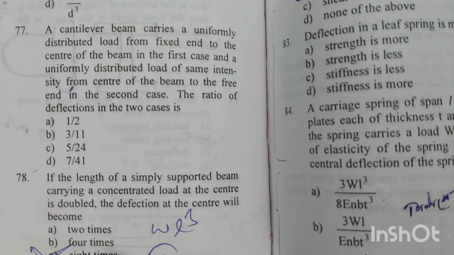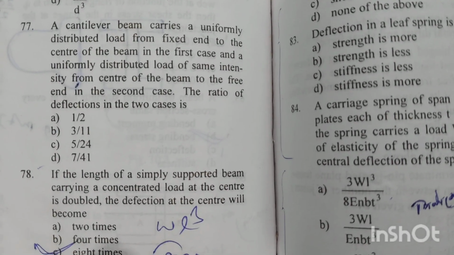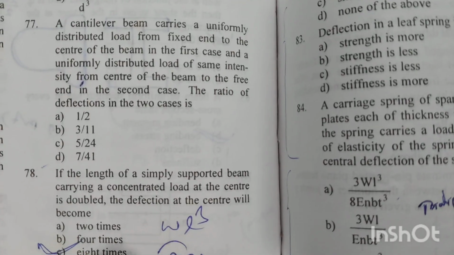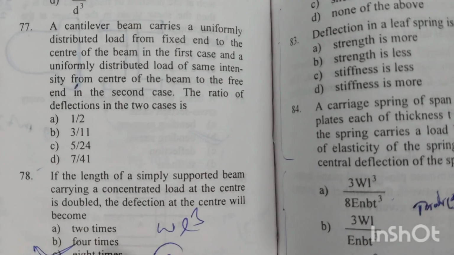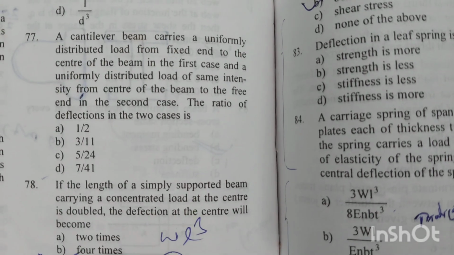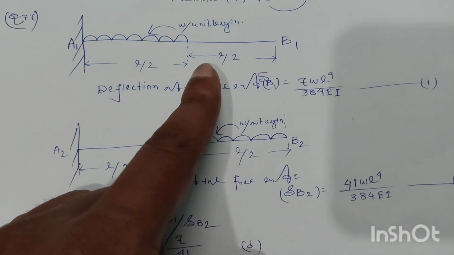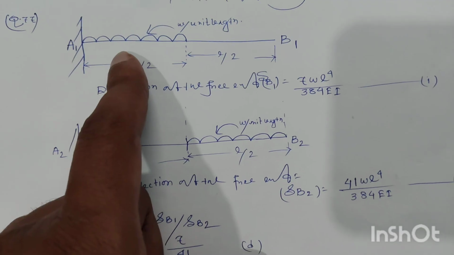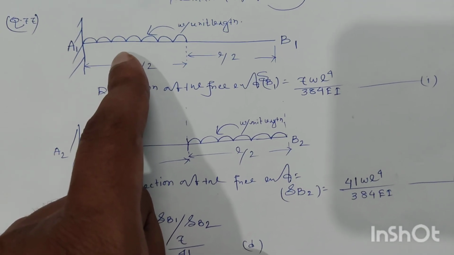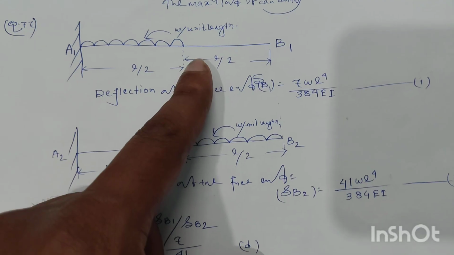Number 77. A cantilever beam carries a uniformly distributed load from fixed end to the center of the beam in the first case, and a uniformly distributed load of same intensity from center of the beam to the free end in the second case. The ratio of deflections in the two cases is cantilever beam of total length L. In first case, a uniformly distributed load W per unit length is from fixed end of the cantilever beam to the center of the beam.